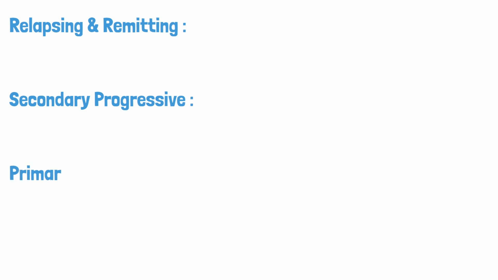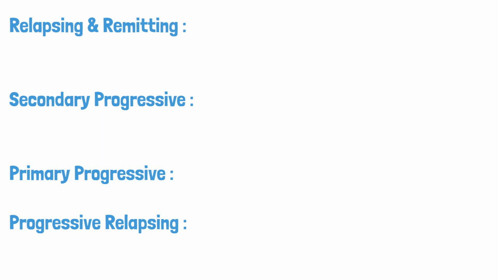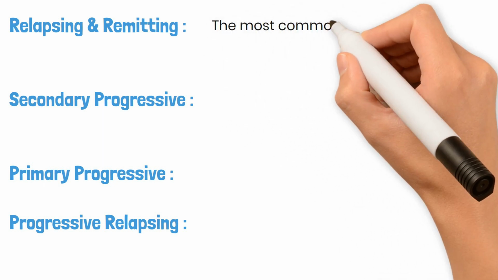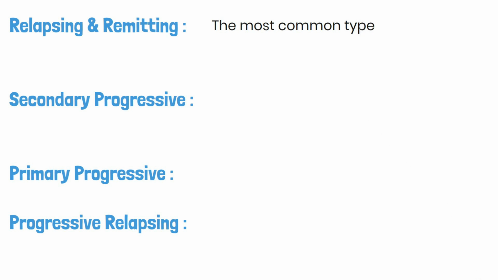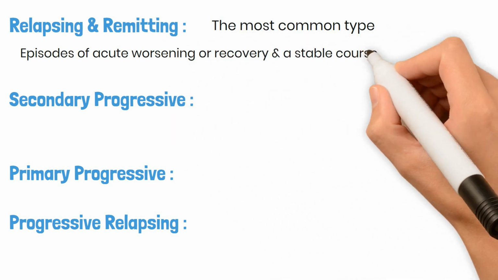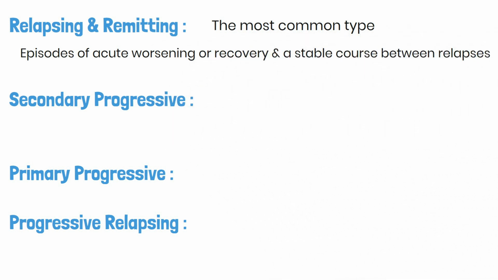There are 4 clinical categories: relapsing and remitting, secondary progressive, primary progressive, and progressive relapsing. Relapsing and remitting is the most common type of multiple sclerosis. In here, the symptoms occur in attacks with a characteristic course. So they'll have episodes of acute worsening and recovery and a stable course in between the relapses.